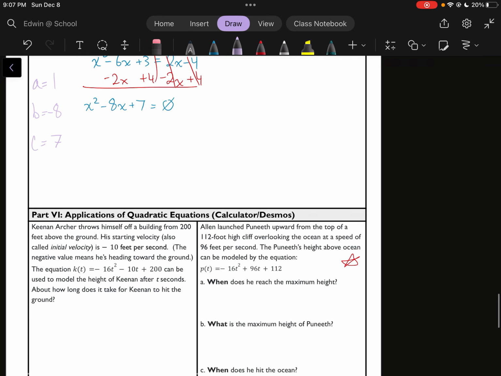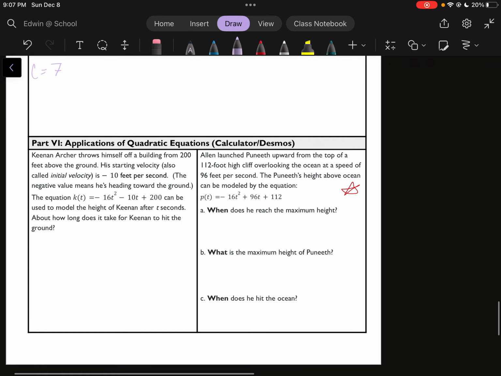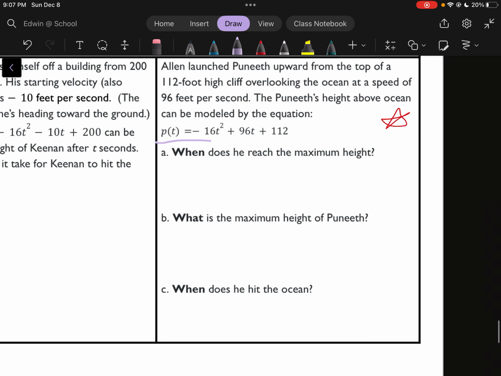Okay, so those are the main questions. And now you're going to have a few specific application questions that are going to challenge you by understanding what goes on with a quadratic equation, especially when we graph it. So we're going to do the bottom right one. So Alan launched Puneeth upward from the top of a 112-foot high cliff, overlooking the ocean, at a speed of 96 feet per second. Puneeth's height above the ocean can be modeled by the equation, and the main thing that we want to focus on is this negative 16 t squared plus 96t plus 112.